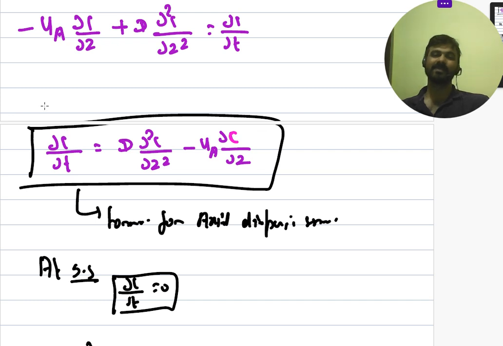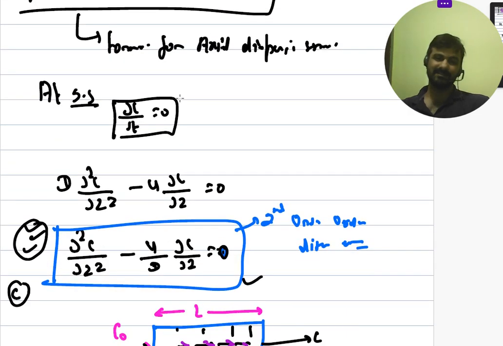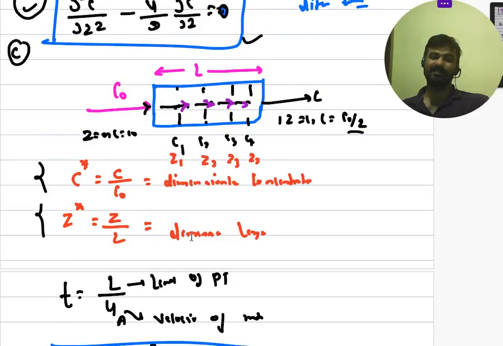minus U del C by del x, or del C by del Z if I'm assuming the axial coordinate is in the Z direction, right? So at a steady state condition, del C by del t will be equal to 0, and you can see that D del 2 C by del x square minus U del C by del Z is equal to 0, and finally you will get this kind of equation, right?